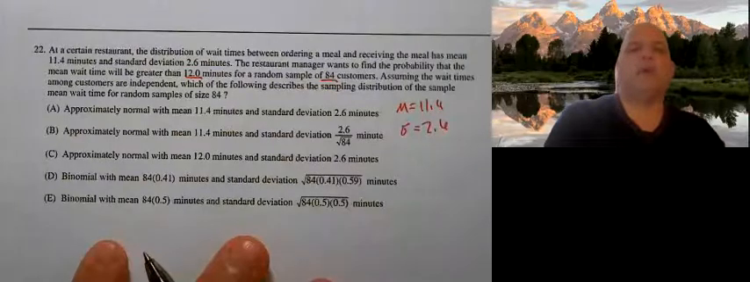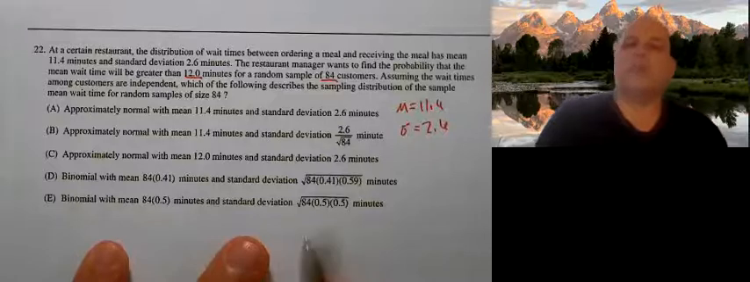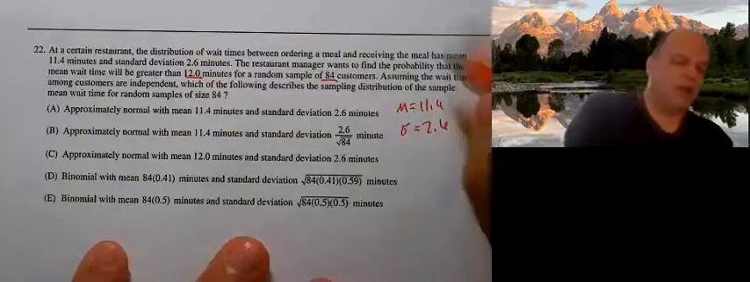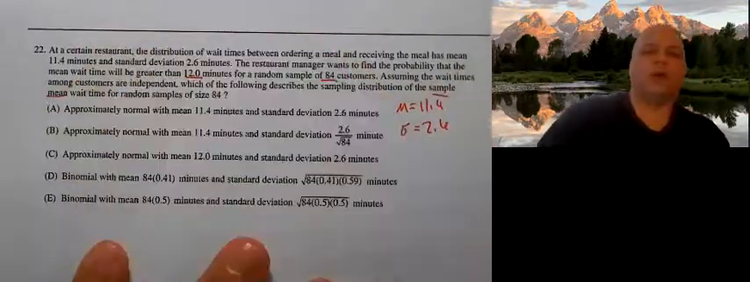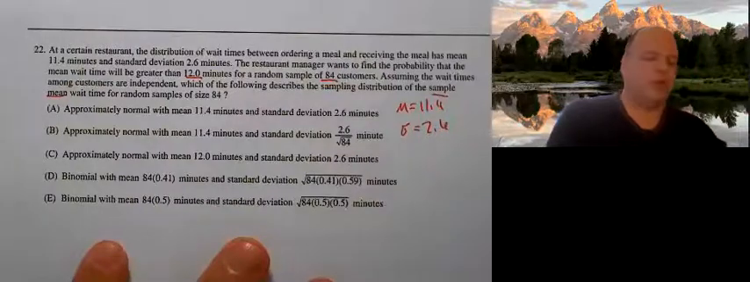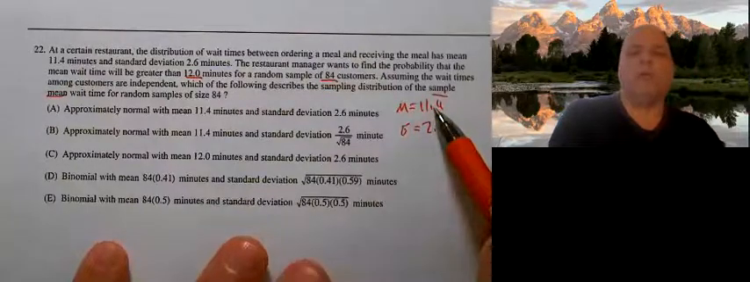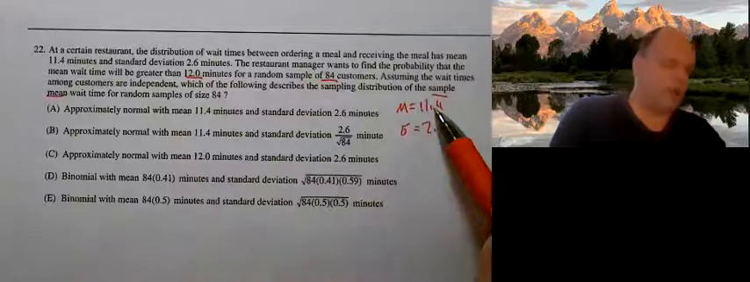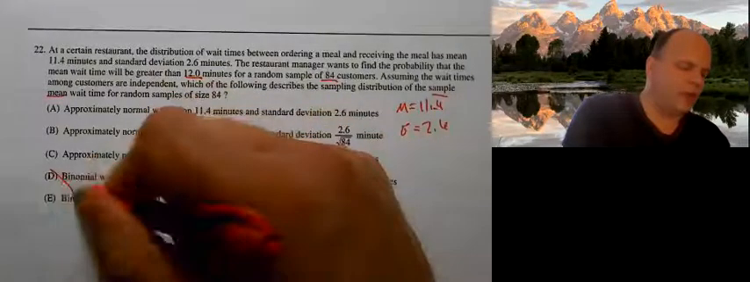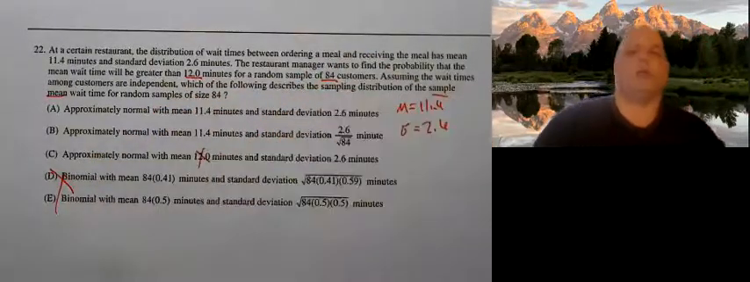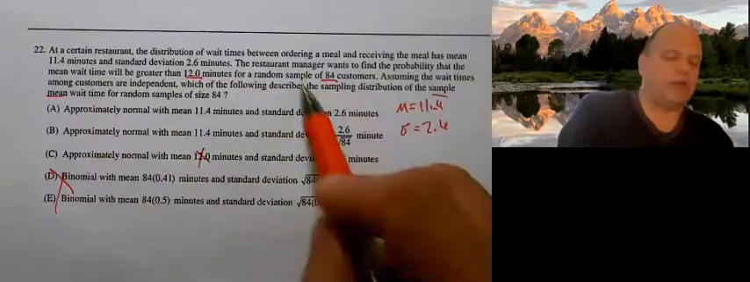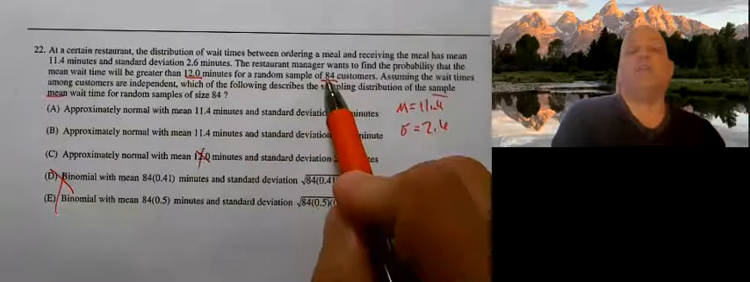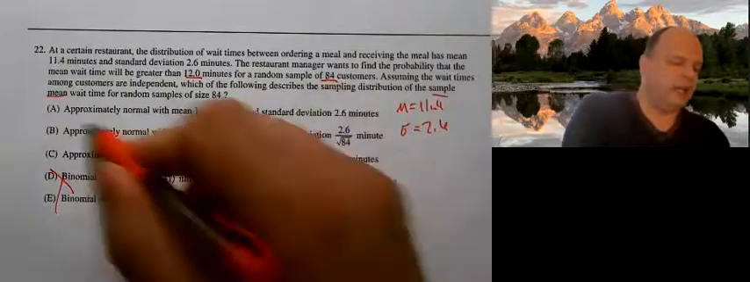Assuming that the wait times among customers are independent, which of the following describes the sampling distribution of the sample mean? Well, the sample mean is always going to be what we had before. So the 11.4. So that gets rid of this, and that gets rid of this. So we're down to the 11.4. Well, we know it's approximately normal because our sample size is larger than 30. But that didn't help us out.